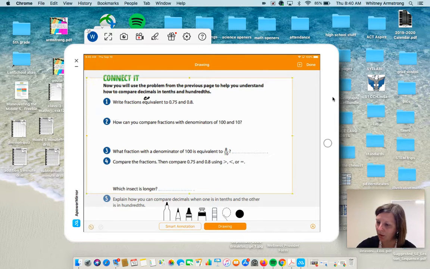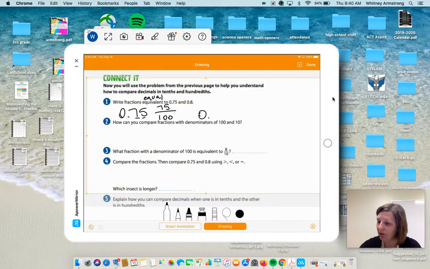Equivalent is equal. Okay, that way you don't get confused. So write equivalent fractions. We just talked about how if you have one place after your decimal, that's tenths, and if you have two places, that's hundredths. So if we're looking at our 0.75 first, I have 2 places, so that tells me my denominator is going to be 100, and my numerator is 75.